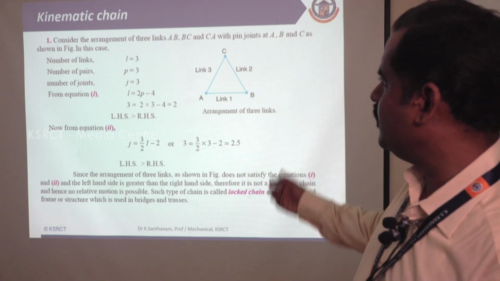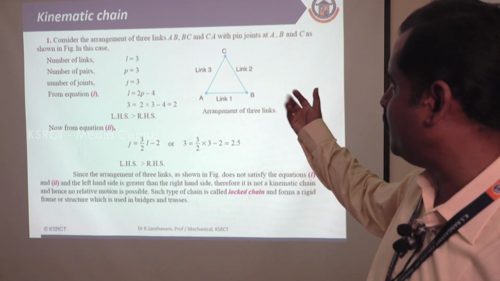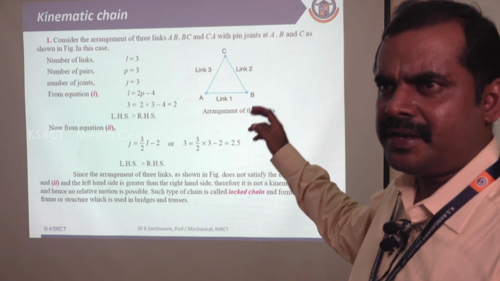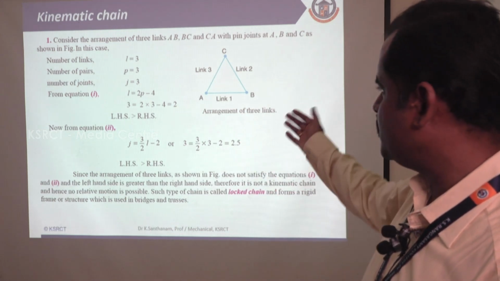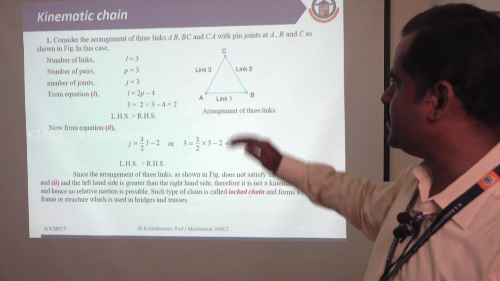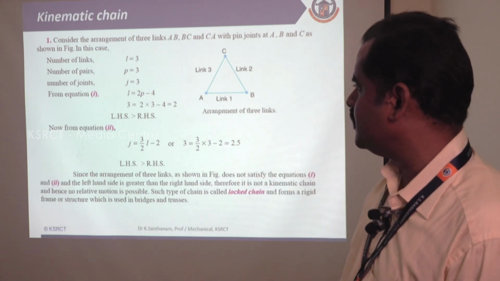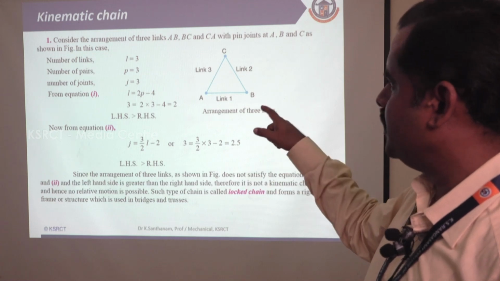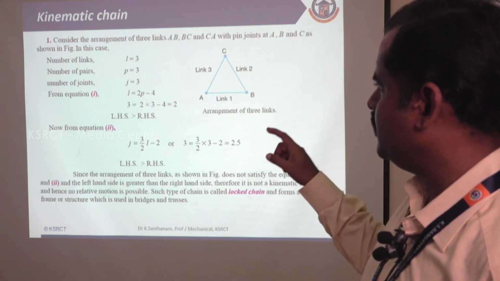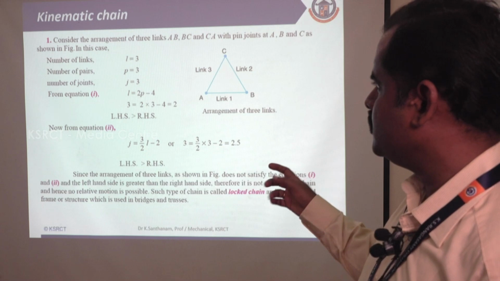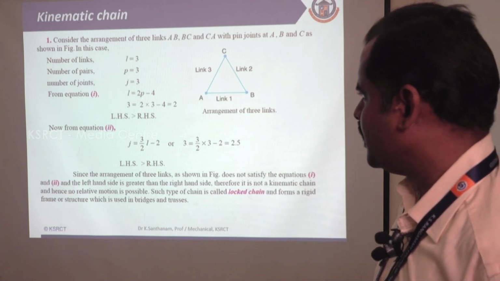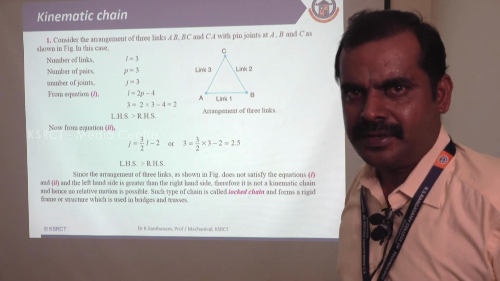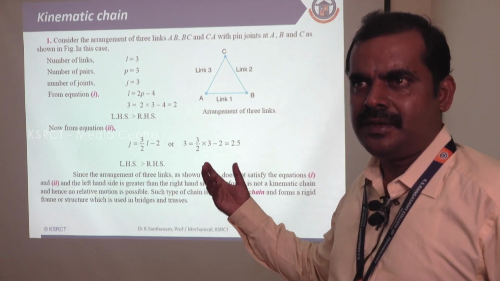So this is an example. If you see, there are 3 number of links and 3 number of joints. In that we are having 3 number of pairs. If you substitute that value in first formula, L is equal to 2p minus 4. We are having 3 links and 3 pairs. So L is equal to 2p minus 4. The answer will be 2. So LHS is greater than RHS. So it means it's a locked chain. So we don't have any motion with the help of this chain.